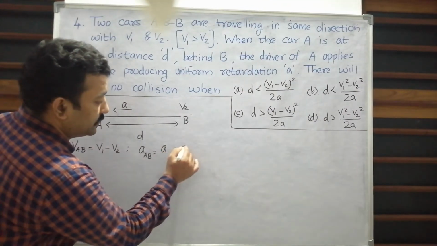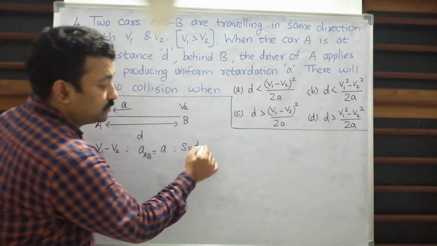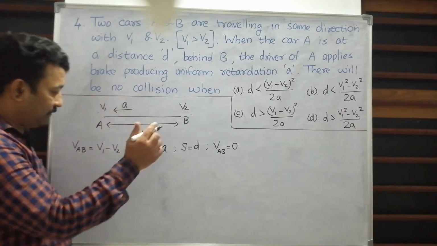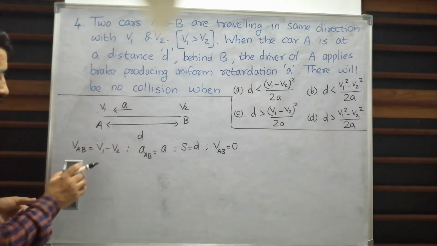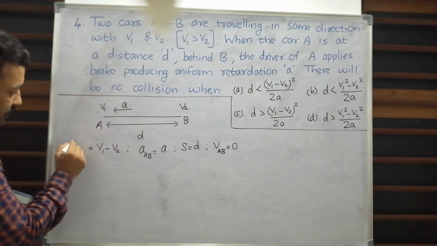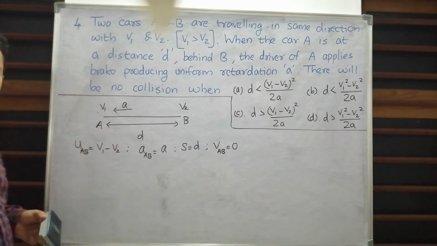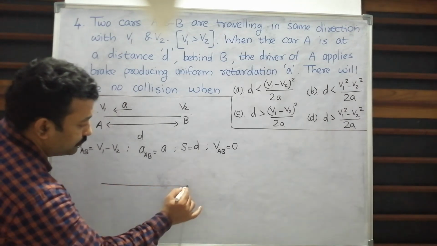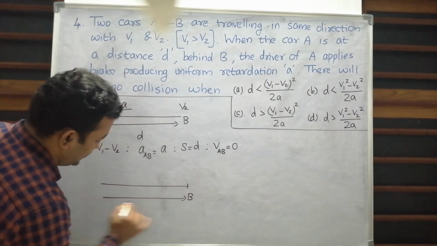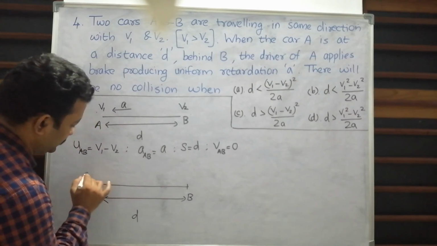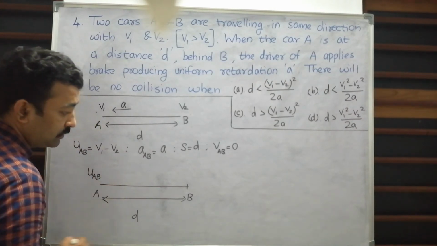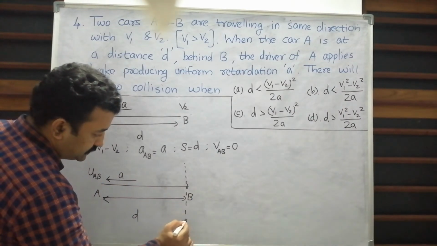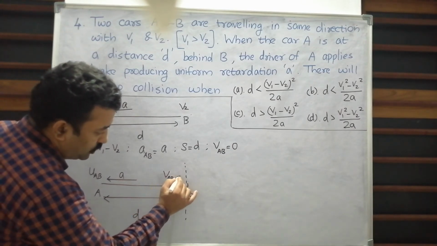And the distance to be covered is D. For no collision, what should be the final condition? VAB should be equal to 0. That means the final velocity of A with respect to B should be equal to 0. So this is the initial velocity, correct? We can put it as UAB. I have formulated the problem to the arresting condition. You can just imagine it like this: car B is at rest at a distance of D from car A. Car A was initially moving with UAB and the driver applies retardation A. He wants to stop the car in this distance, that means VAB should be equal to 0.